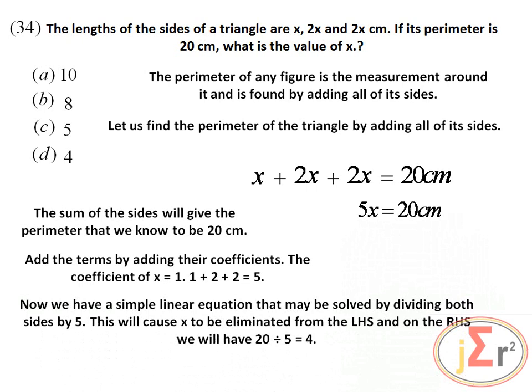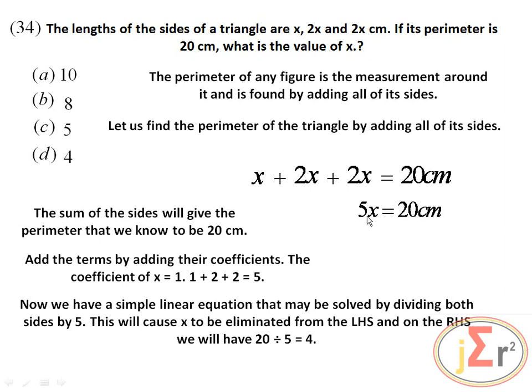Now we have a simple linear equation that may be solved by dividing both sides by 5. This will cause x to be eliminated from the left hand side, and on the right hand side we will have 20 divided by 5 is equal to 4.